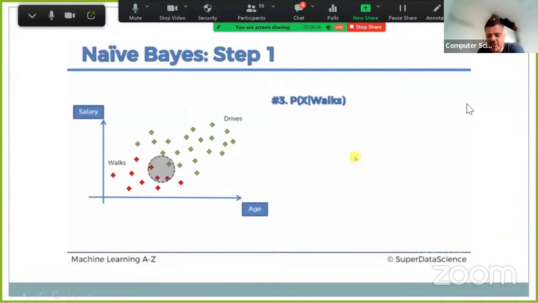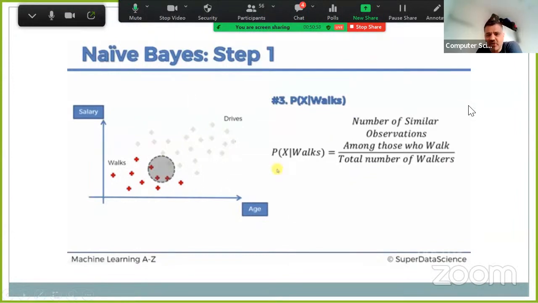I will be considering my total number of similar observations among those who walk. This is a very important formula. Here I am only considering similar observations among those who walk. तो इस area में से जो walk कर रहे हैं सिर्फ उन्हीं को consider कर रहा हूँ.